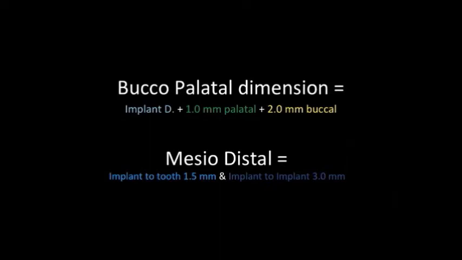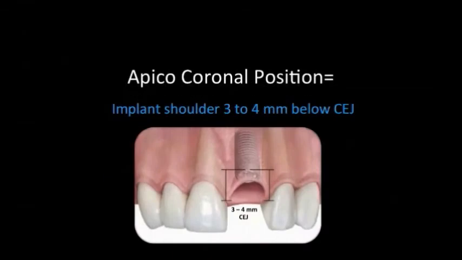We have to have the implant to the tooth, as we mentioned before, 1.5 mm, and the implant to the implant at 3 mm. So when we do an implant positioning, we have to measure all the things and calculate it properly before we start drilling, so we can determine our diameter of the implant.